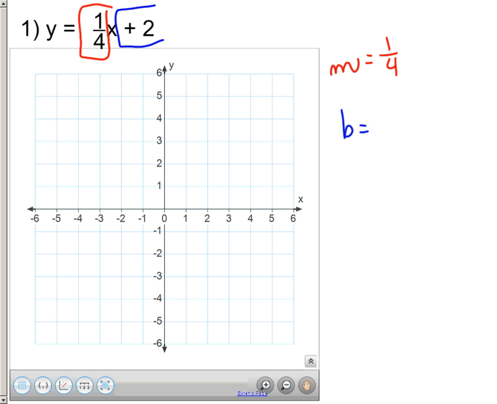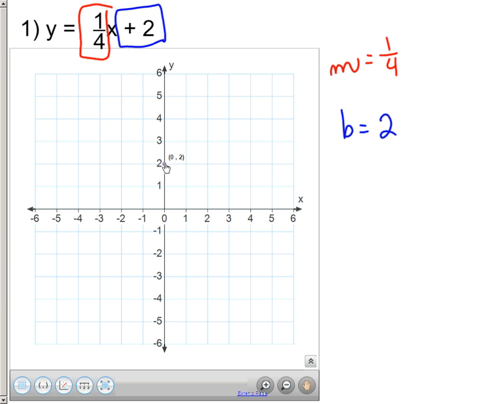It's the number that's being added or subtracted at the end of it. Plus 2 would mean it's positive 2. What do we do now? We graph it. There's positive 2 on the y-axis. If it was a minus 2, I would have put it down here at negative 2 on the y-axis. But it was plus 2.